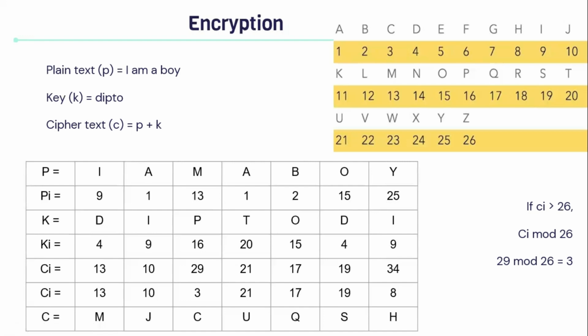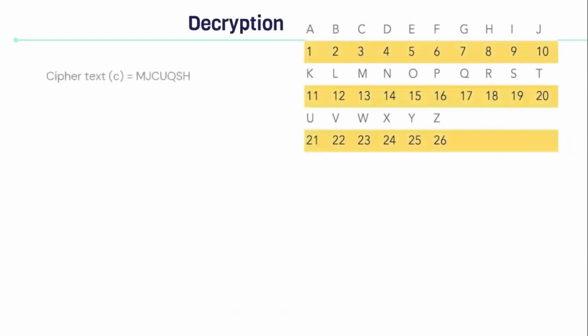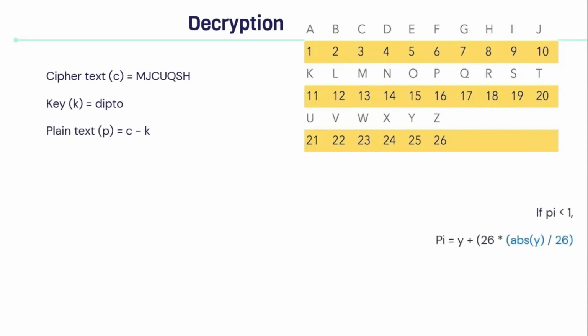And the cipher text is MJCUQSH. The decryption is the same. We have to transform the cipher text into plain text. Here the cipher text is MJCUQSH, with the key, and the formula P equals C minus K. If the Pi value is less than 1, then we have to use this formula to transform it into the range from 1 to 26.